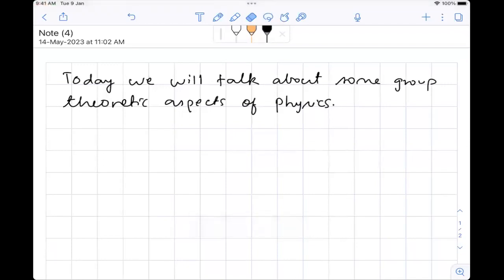Okay, so let's start today's talk. Today I'll talk about some of the group theoretic aspects of physics. Maybe you already know some of it, but some of the things may be new to you. In any case, you will learn something new here.